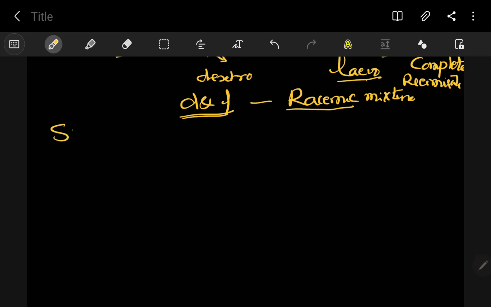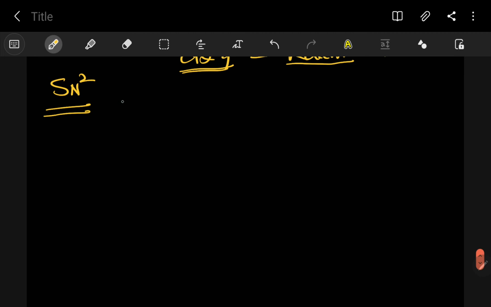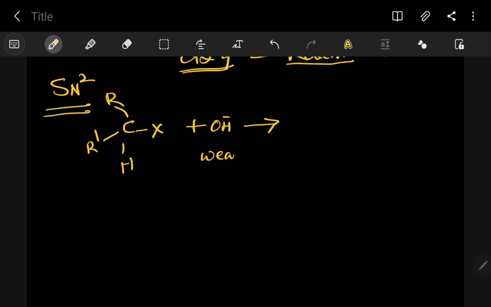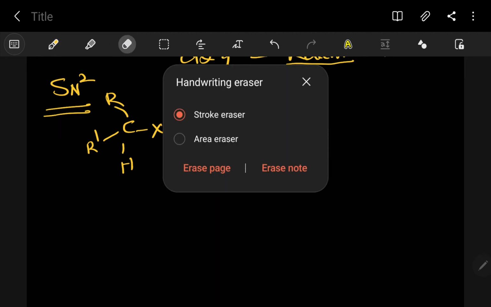Coming to the SN2 reactions, what is the mechanism of the SN2 reactions? Here again I will take the same compound, R, R dash, H and the alkyl halide, and OH minus attacks. Now an intermediate step happens, because here the nucleophile is a strong nucleophile.